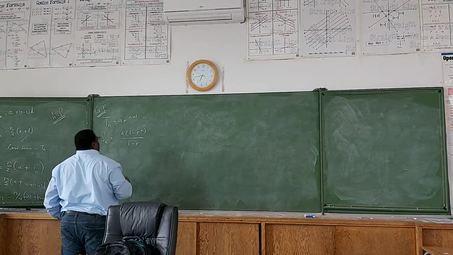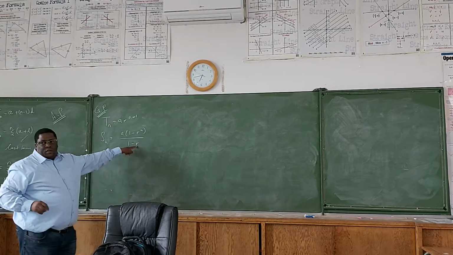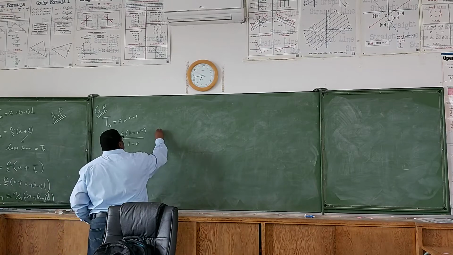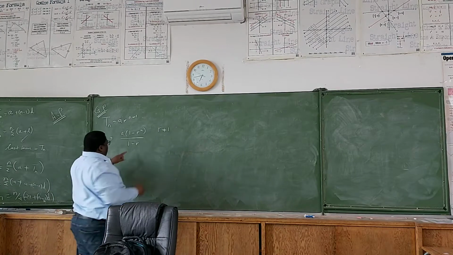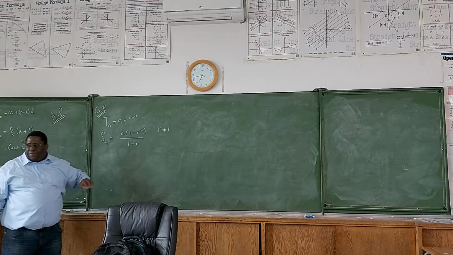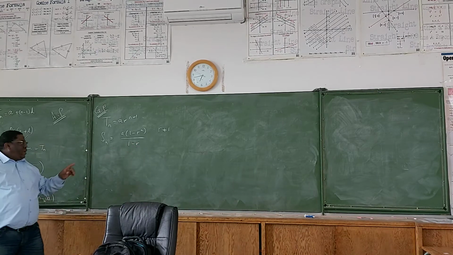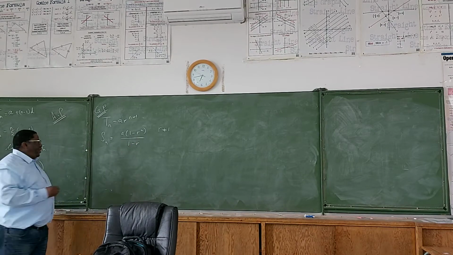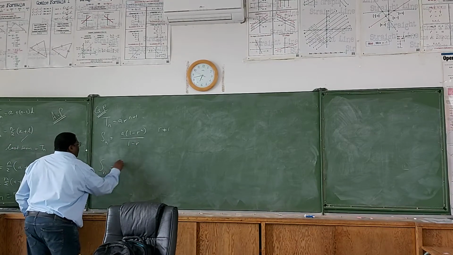1 minus r should not be equal to 0. I mean, r should not equal 1, because if r is 1, the fraction becomes undefined. Understand? But ultimately it doesn't matter whether you use the one form or the other.